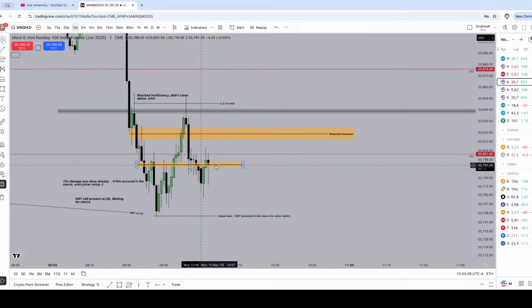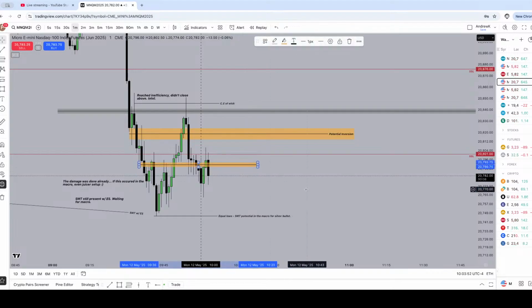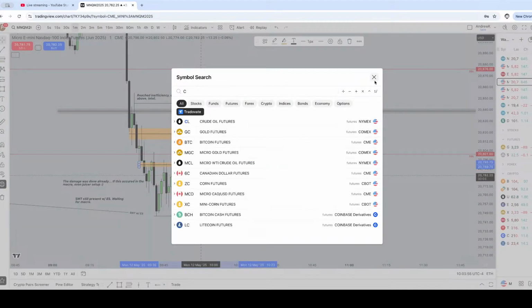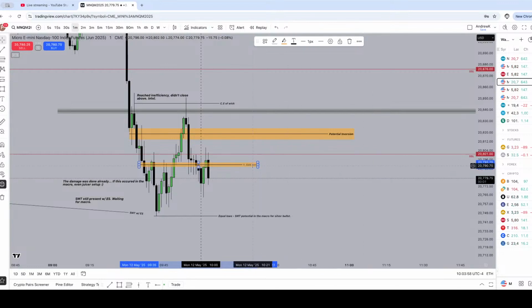Right there, does this become a reclaimed inversion we're going to study, or does it close below? Oh. Oh, Nelly. Close below, above, or even better, chop in between.